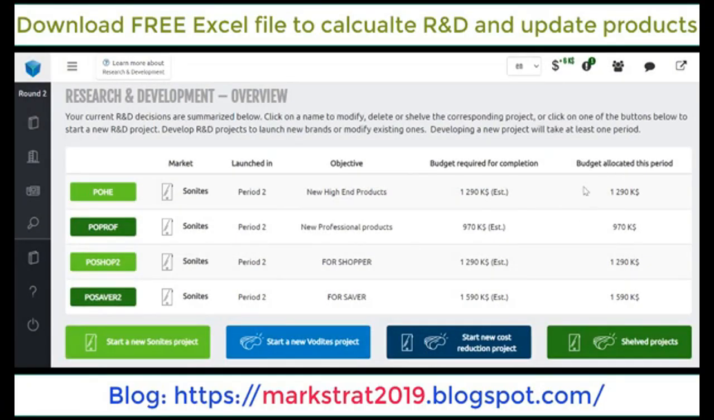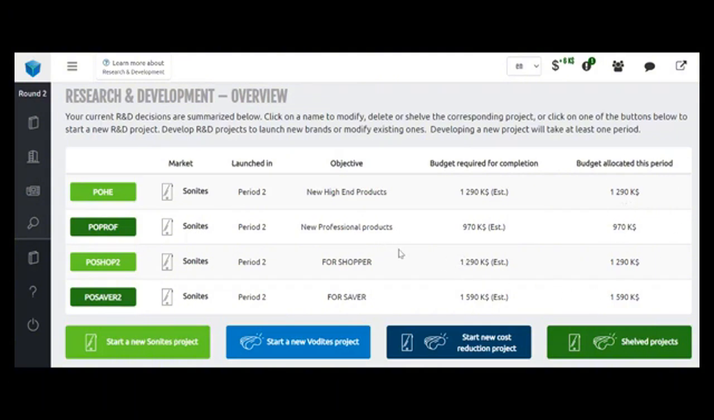So we launched 4 new products. It is a very strong strategy. If you don't have enough budget, you can launch 2 products in shopper and saver. If you have more budget, you want to win strong, so we can launch 2 more products in professional and high earner. Depends on the strategy. It depends on how strong you want to win the game, right?